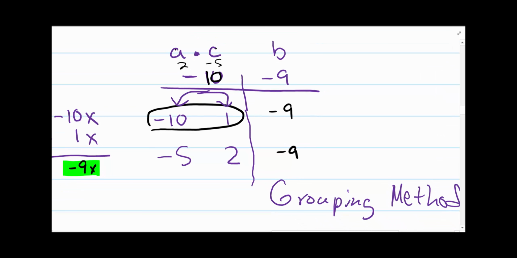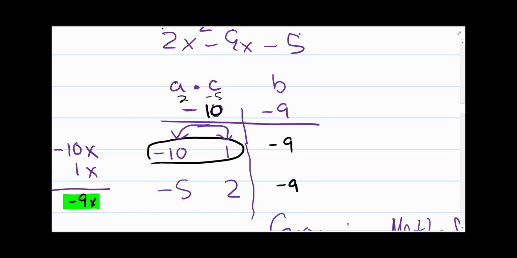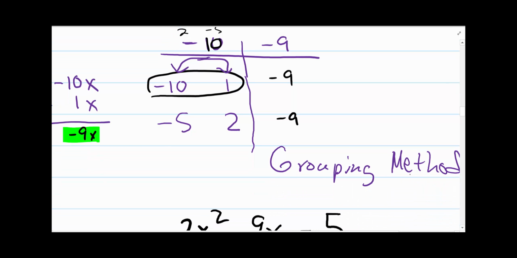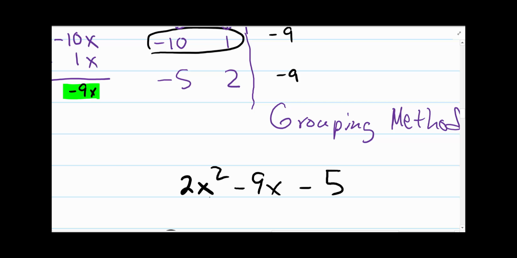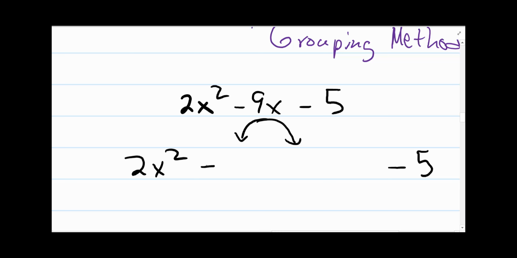You then have to take those two, and we're going to do the grouping method. When the leading coefficient is not 1 and you use the table method, you have to then do the grouping method. So we're going to take this 2x squared minus 9x, minus 5, and instead of putting 9x, we're going to change that -9x to negative 10x plus positive 1x. And I'm going to put the negative 10 with here, so negative 10x plus 1x.